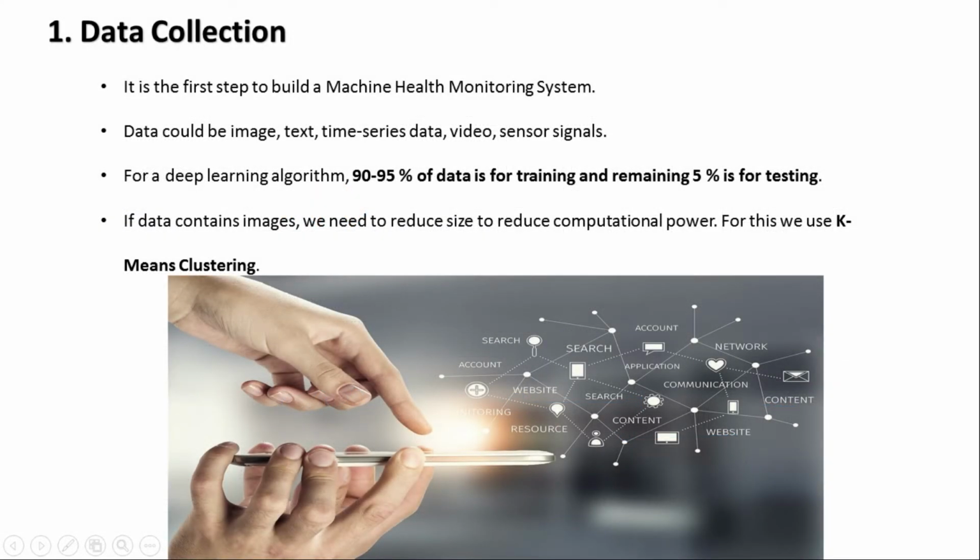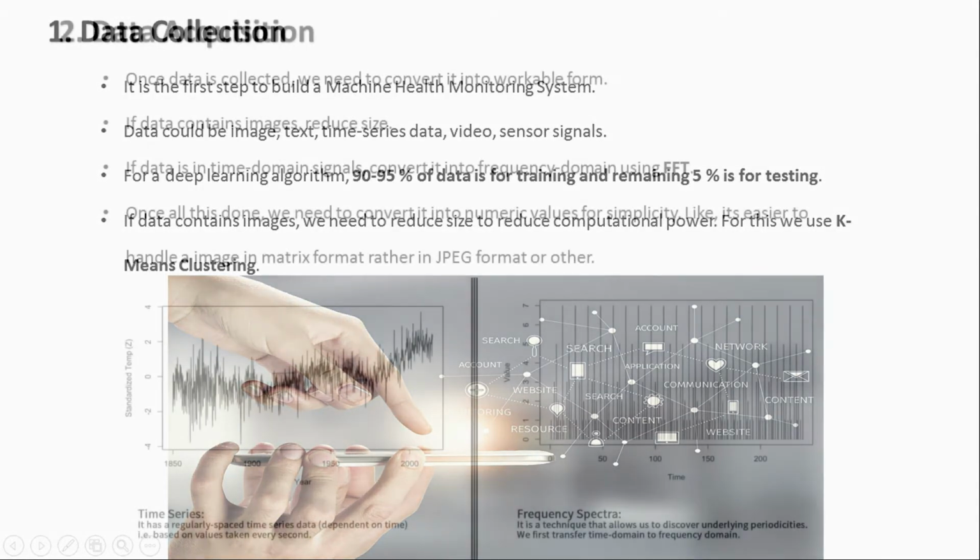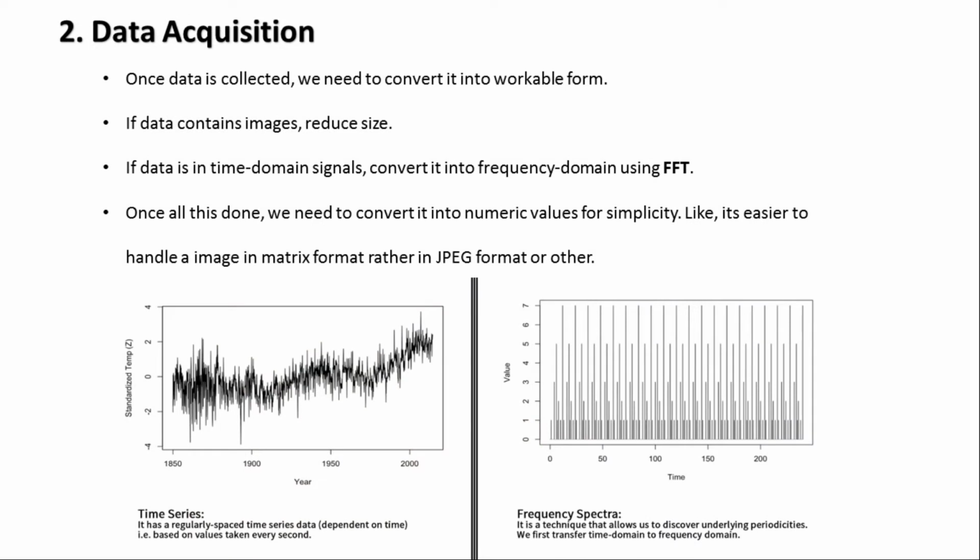Now let's discuss these topics in detail. Data collection. Data can be collected in the form of images, text, live videos. It is better to make interrelations between them. Data acquisition. To use data, it is better to convert it into workable form like FFT signals, which is the acronym of Fast Fourier Transform, to simplify the model.